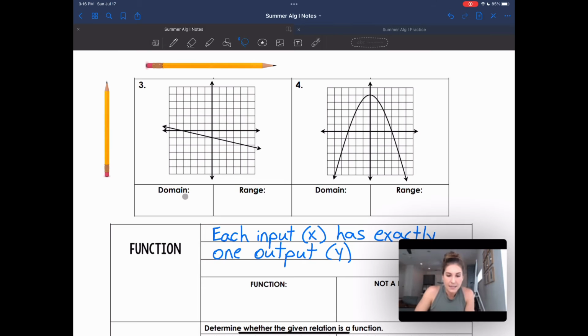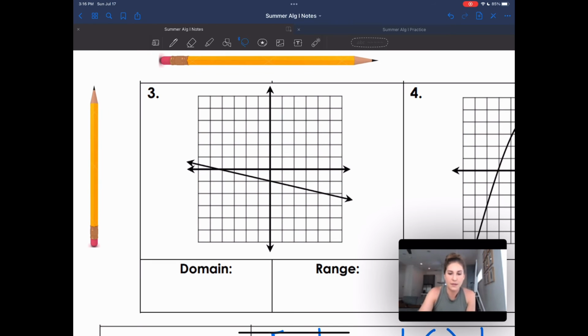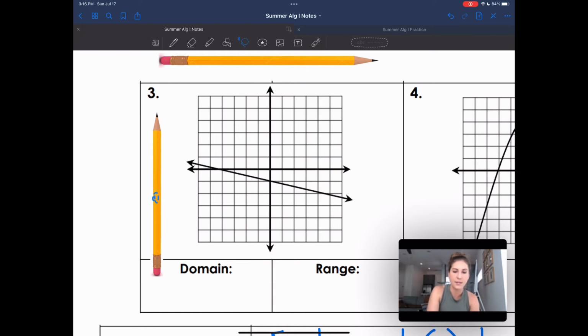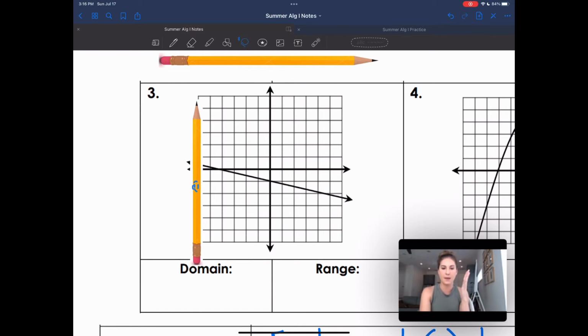All right, domain and range for number 3. Let's scan left to right. Some of you may not need to use the pencil thing. After a while, you can just scan with your eyes and be able to tell, but we're going to stick with the pencil thing. So I'm going to put my pencil on the left-hand side of my page. It's definitely touching my graph. It's touching it, touching it, touching it, and it's touching it here.